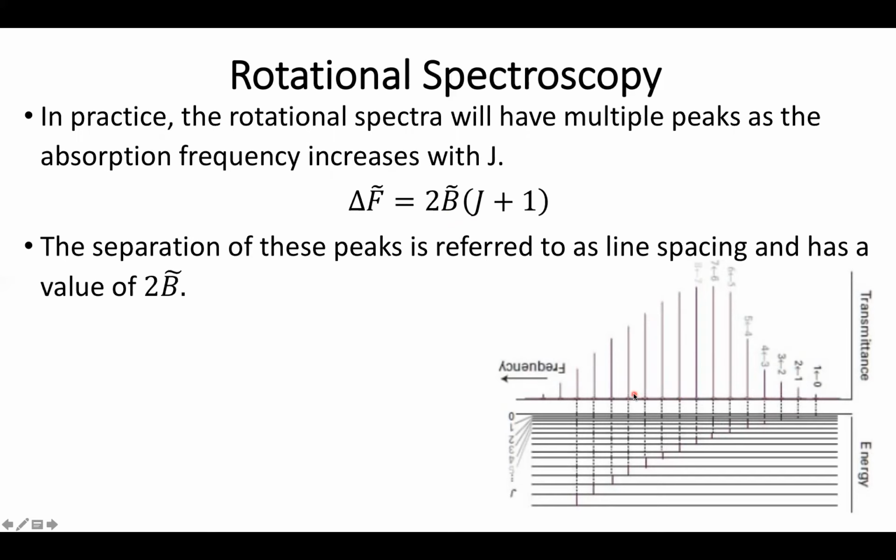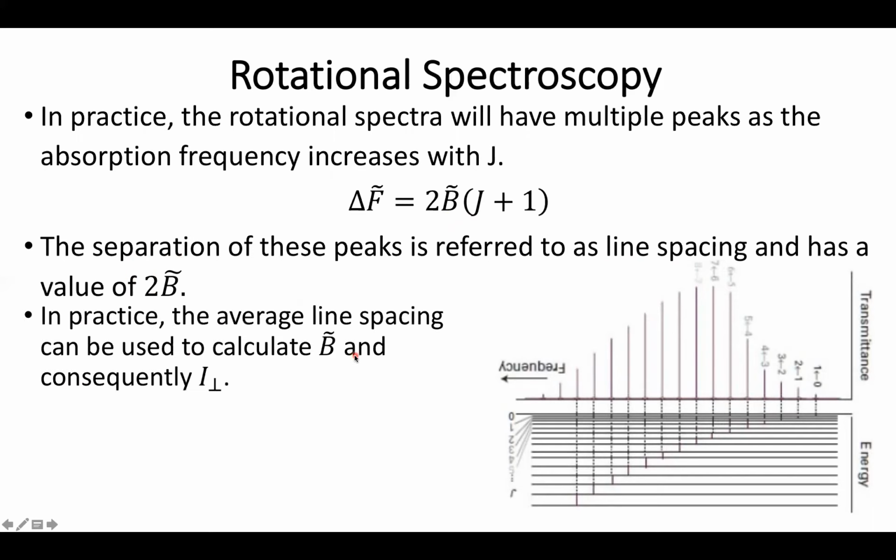So this is often referred to as line spacing. And if I'm able to get the line spacing or average line spacing for a spectra, it should have a fairly consistent value of twice the rotational constant, which can then be used to essentially calculate the moment of inertia in the perpendicular axis. Note that we do get no information about parallel axes from this rotational spectroscopy.